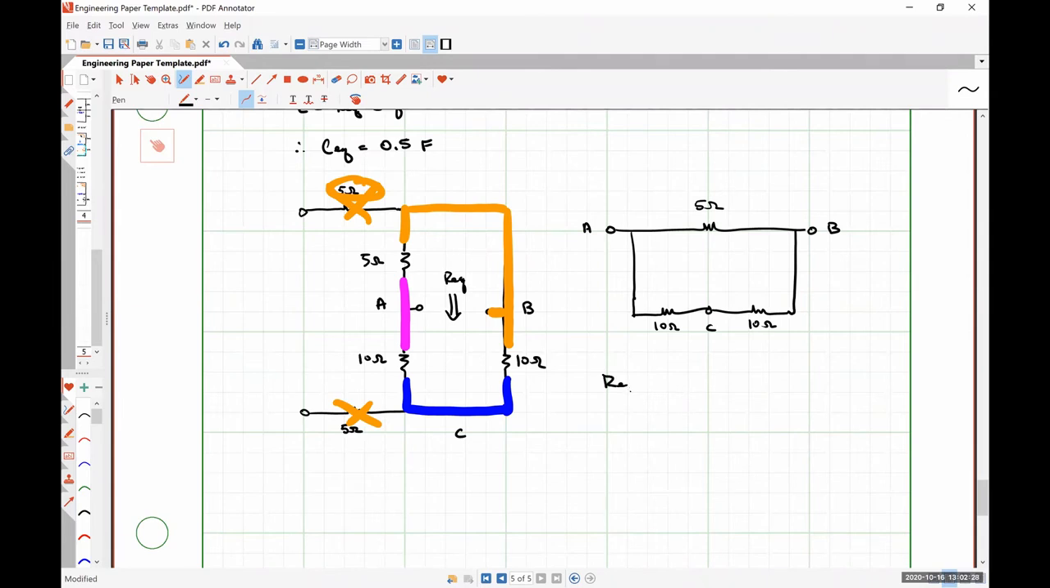So our equivalent resistance is then what? 5 in parallel with 20, right? Which is going to be 4, I think, if my mental math is right. So 100 over 25, yeah, that's fair. From this, our time constant is 2 seconds. 1/2 times 4 is 2. And obviously then tau to the -1 power is 0.5 per second.